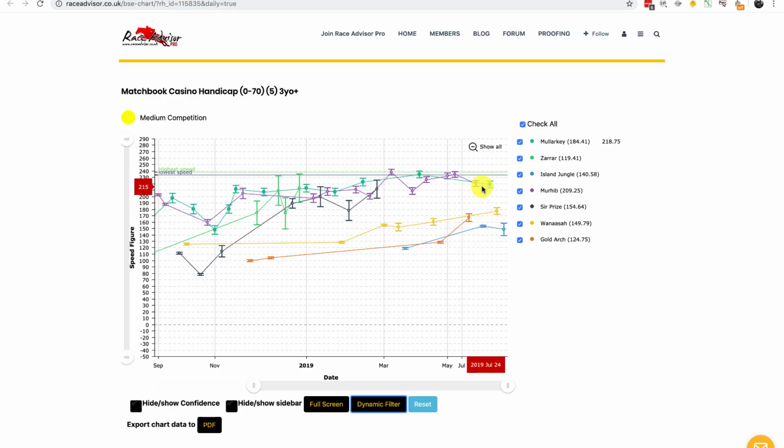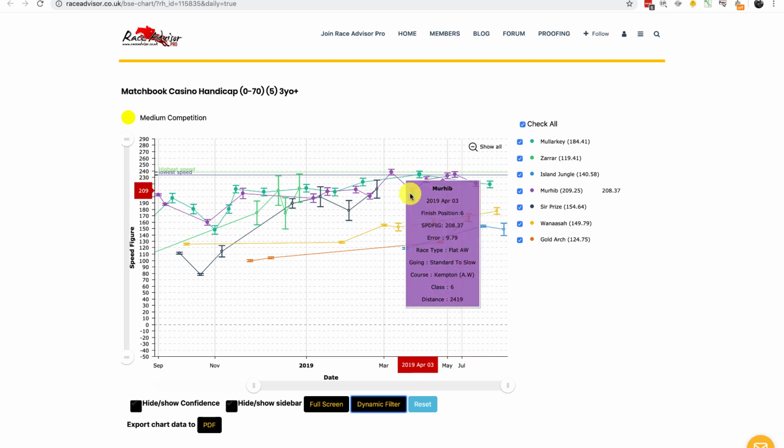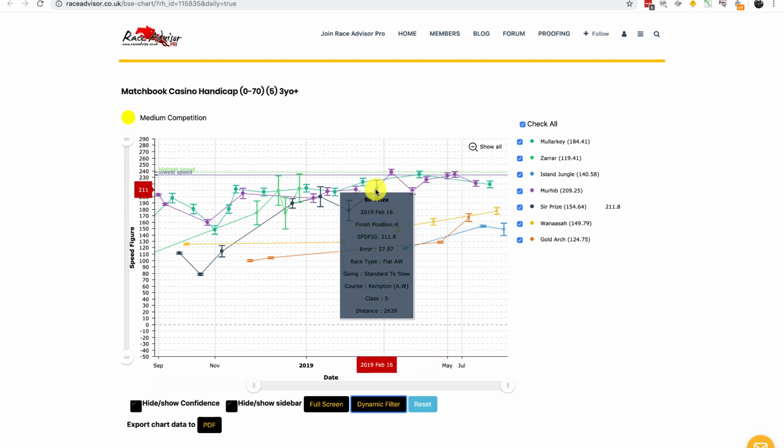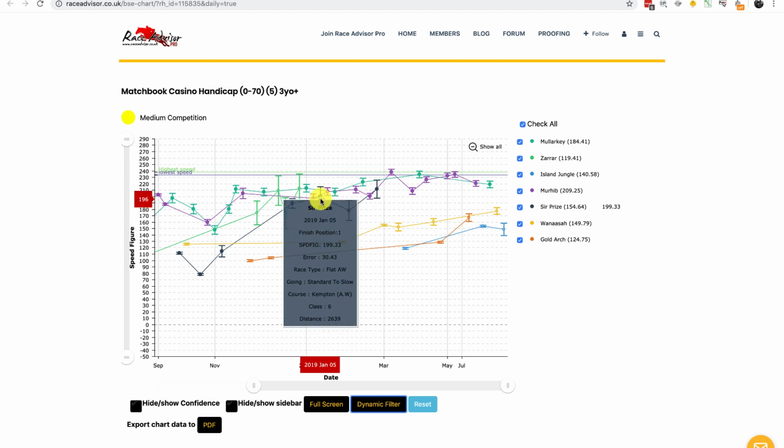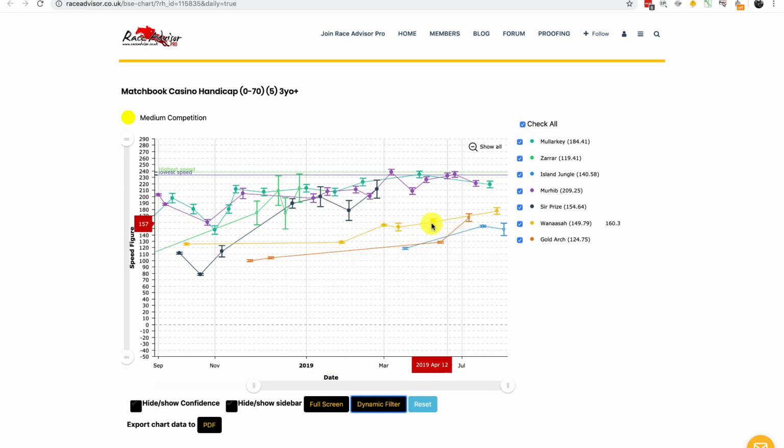Let's come back, and Merhib still looks like it could be quite strong. And back here, one of the shorter horses, Surprise, also looking strong, but it's particularly on standard to slow. This race was on standard to slow, and the speed figures that this horse has been putting in on standard to slow are significantly better recently than we got at Wanasa.